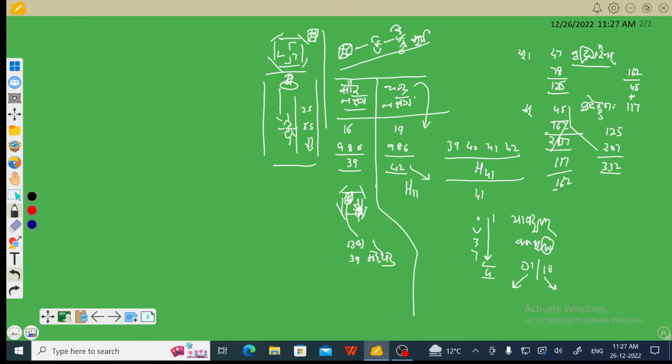So 125 and 162 make it 287, and it is equal to 7 into 41. So from Bindu Sarovar, if there are 7 streams flowing, then the same along and reaching up till the swastik pada, it is going to be 41 into 7.